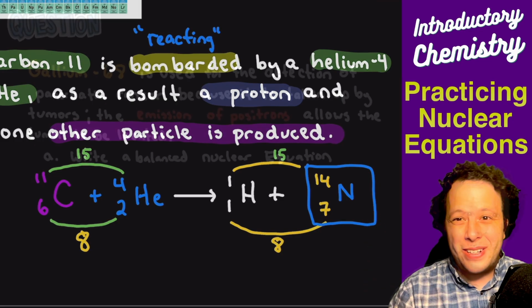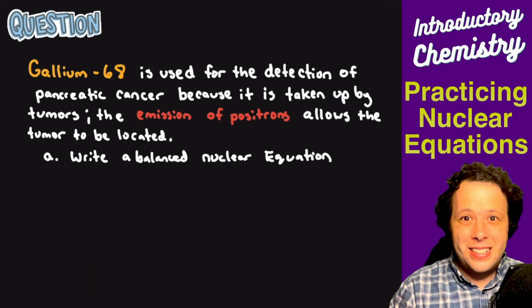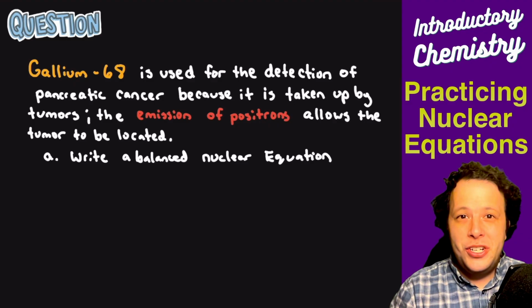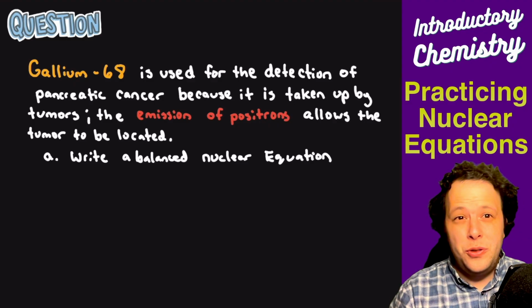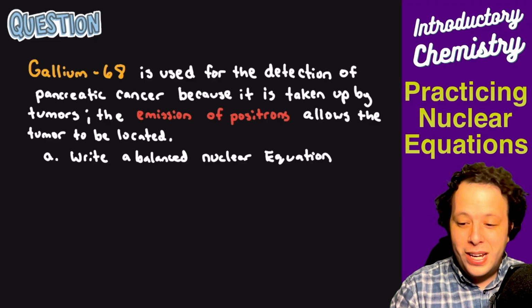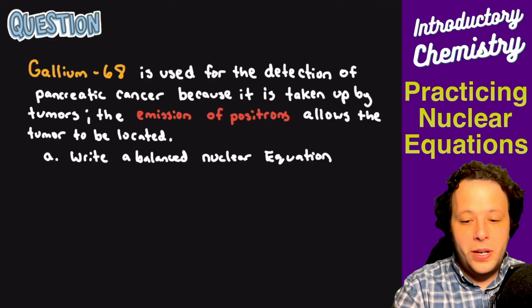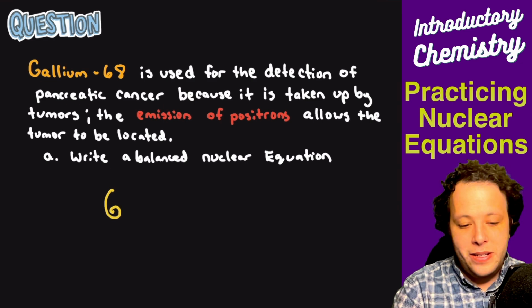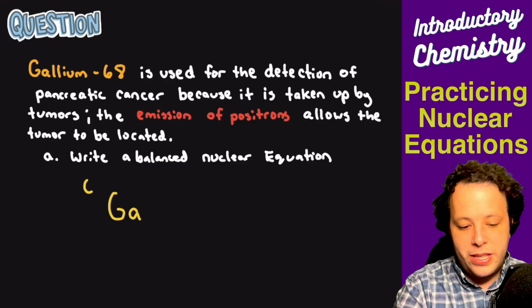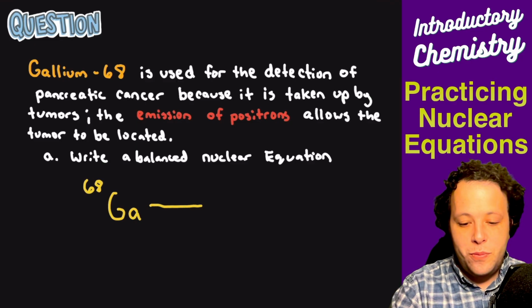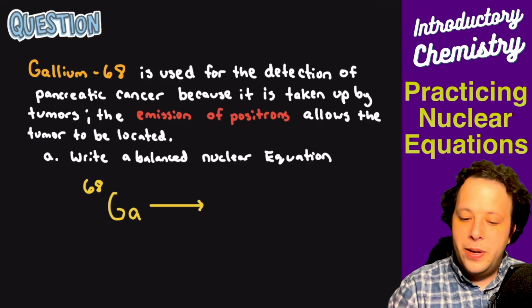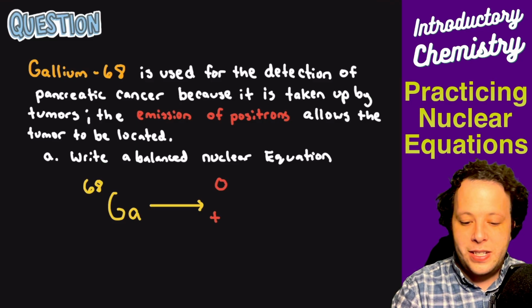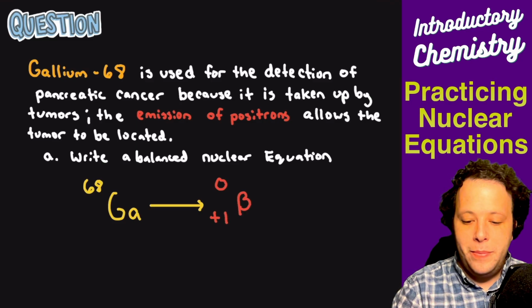Let's take a look at another example. Gallium is used for the detection of pancreatic cancer because it's taken up by tumors. The emission of positrons allows the tumor to be located when it comes to medical imaging. So let's first write the balanced equation for this. So what it tells you is that we're going to have gallium-68 used here. So let's first write that down. And then it says it's going through positron emission. Well, when we're doing something with positron emission, that's going to be 0 and +1, a beta plus.